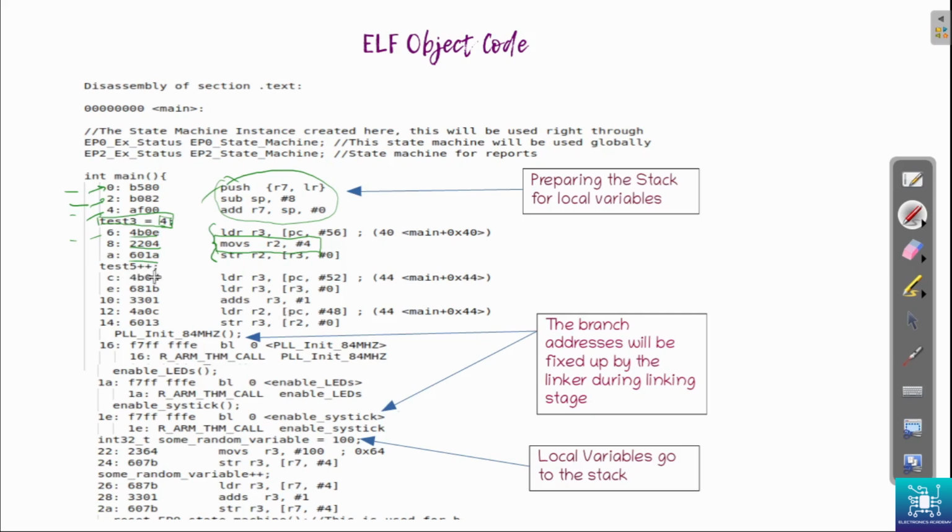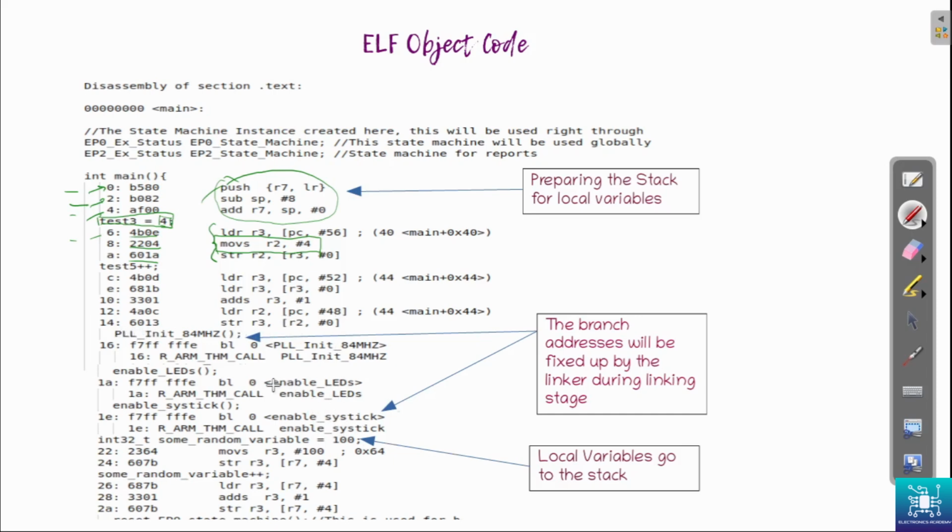Then test5 plus plus, so we increment some value, and this is the assembly code for that. So far so good, because the test3 value is here. The compiler knows that test3 is from the same file. It assigns a value of 4 and all that stuff. It becomes a little bit weird when it comes to this section of the code.